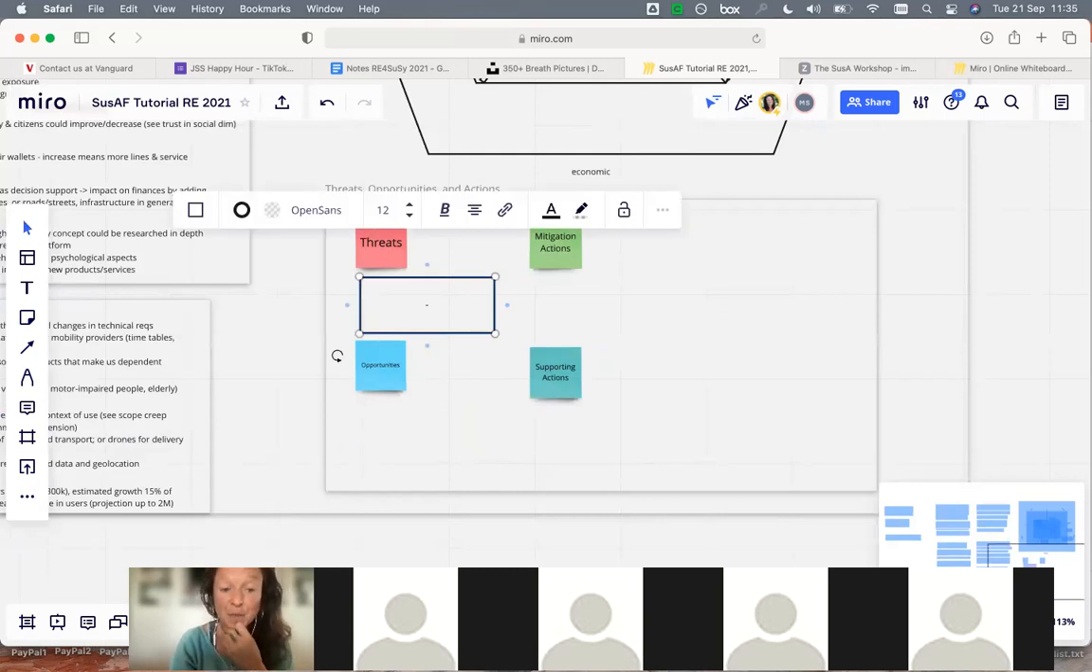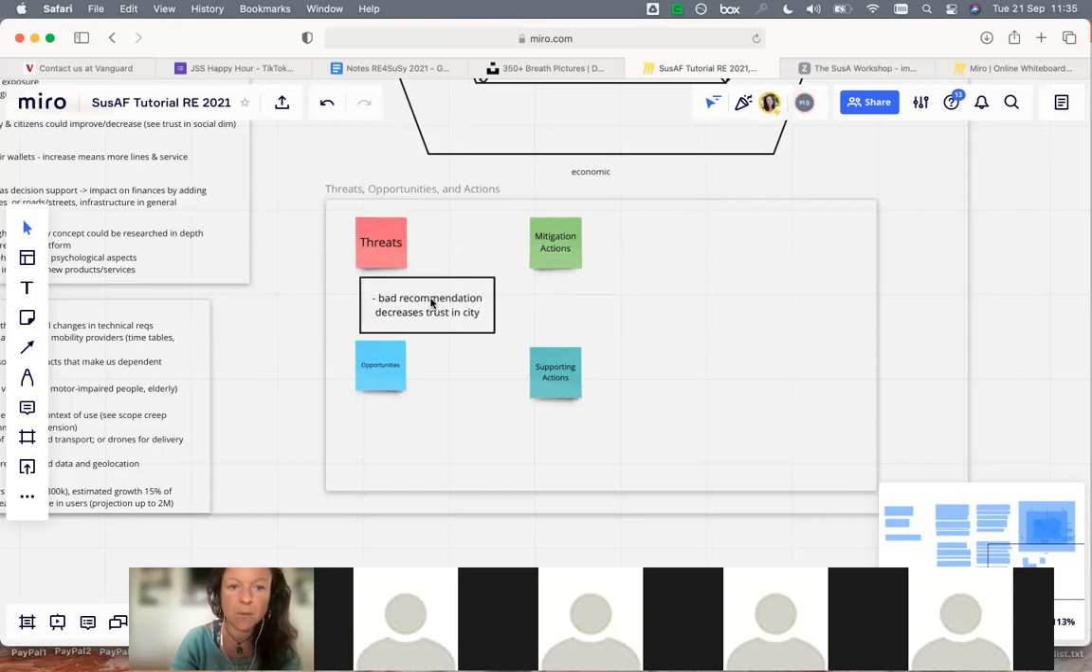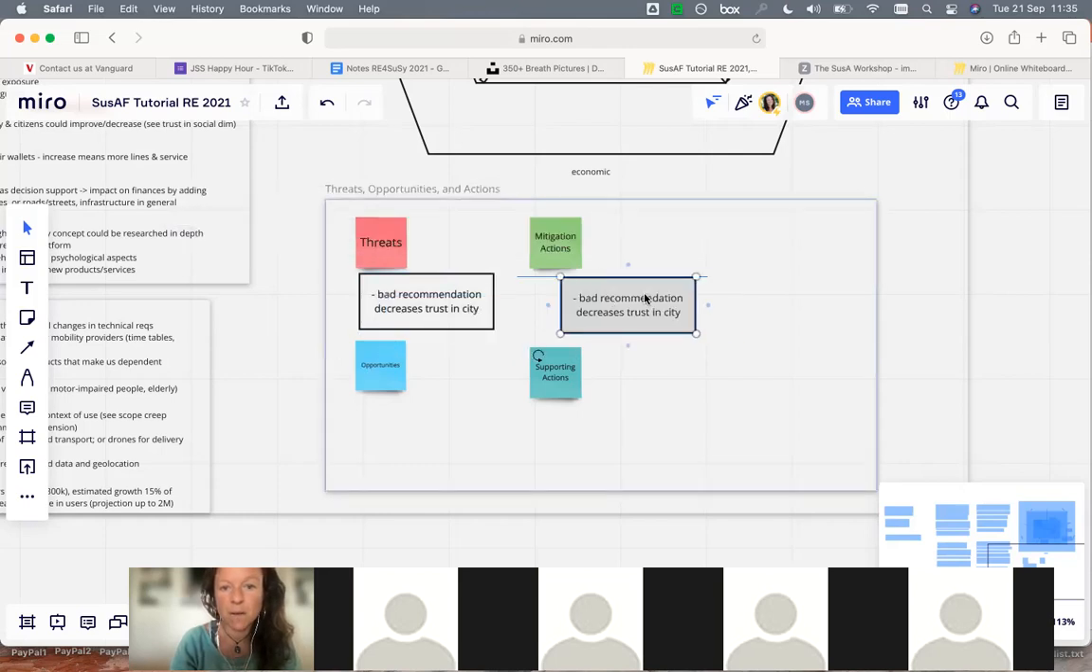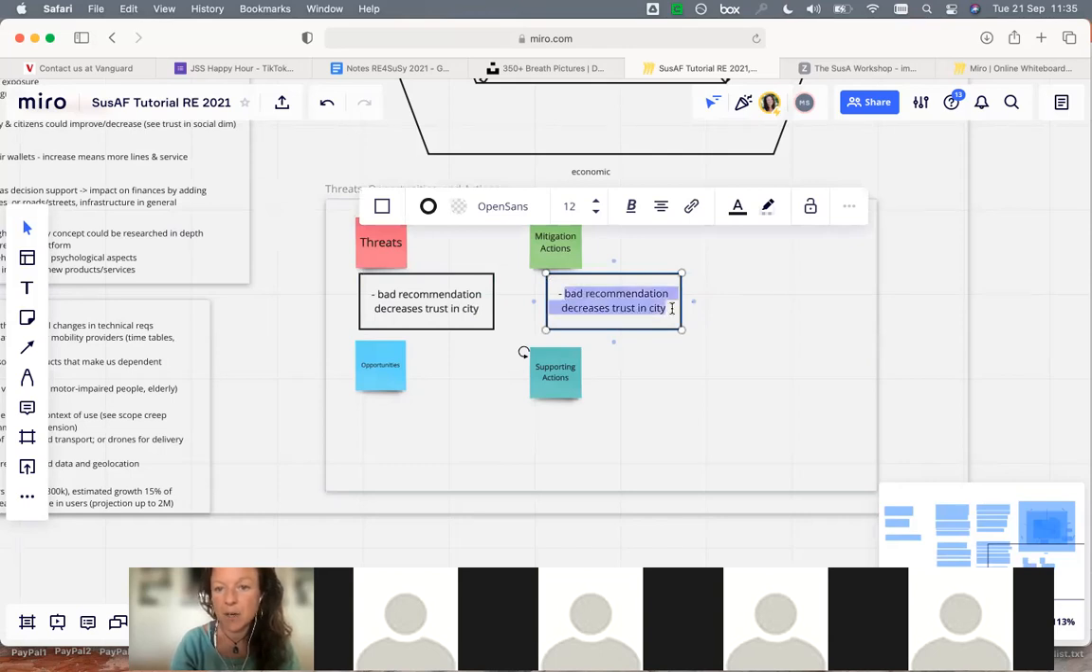So, identified threats that we had, just to put another example back on here, is bad recommendation decreases trust in the city. That was one of the threats we identified. And then we could say a mitigation of that one. Matteo, what would you say? How are you currently mitigating that, or what are you planning?